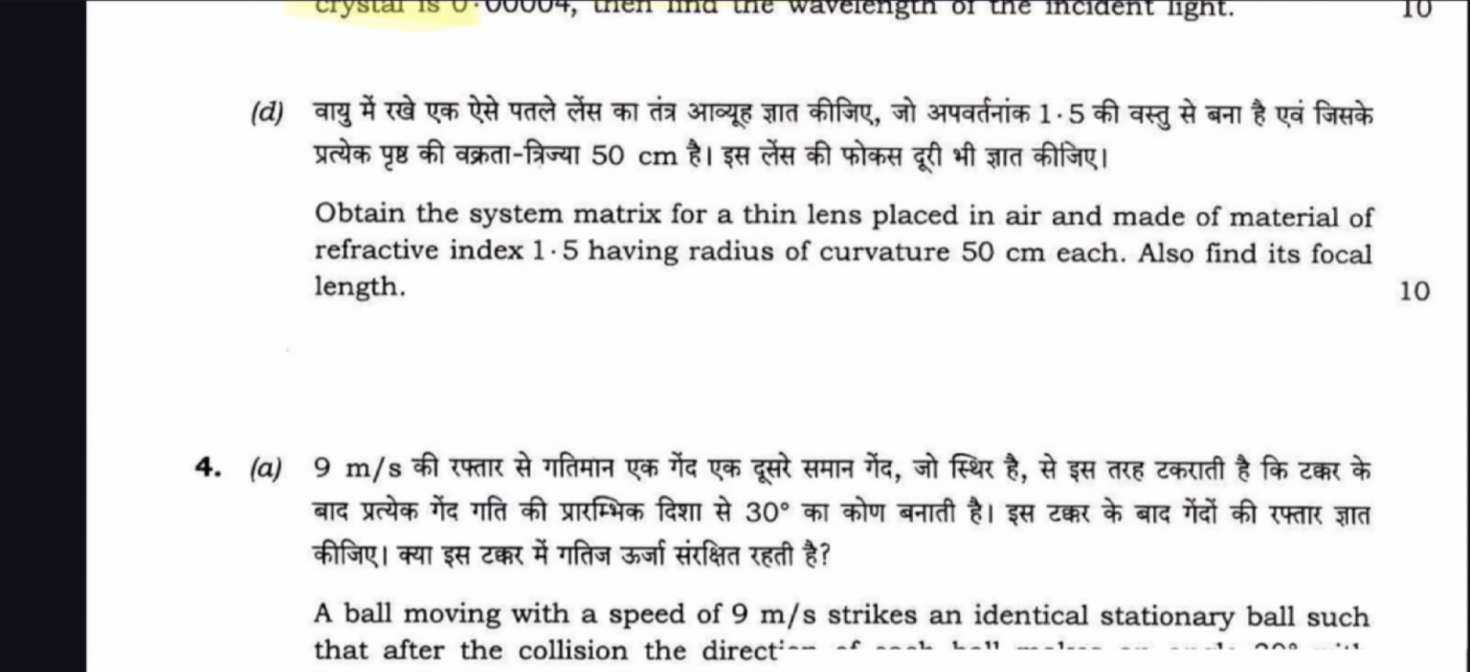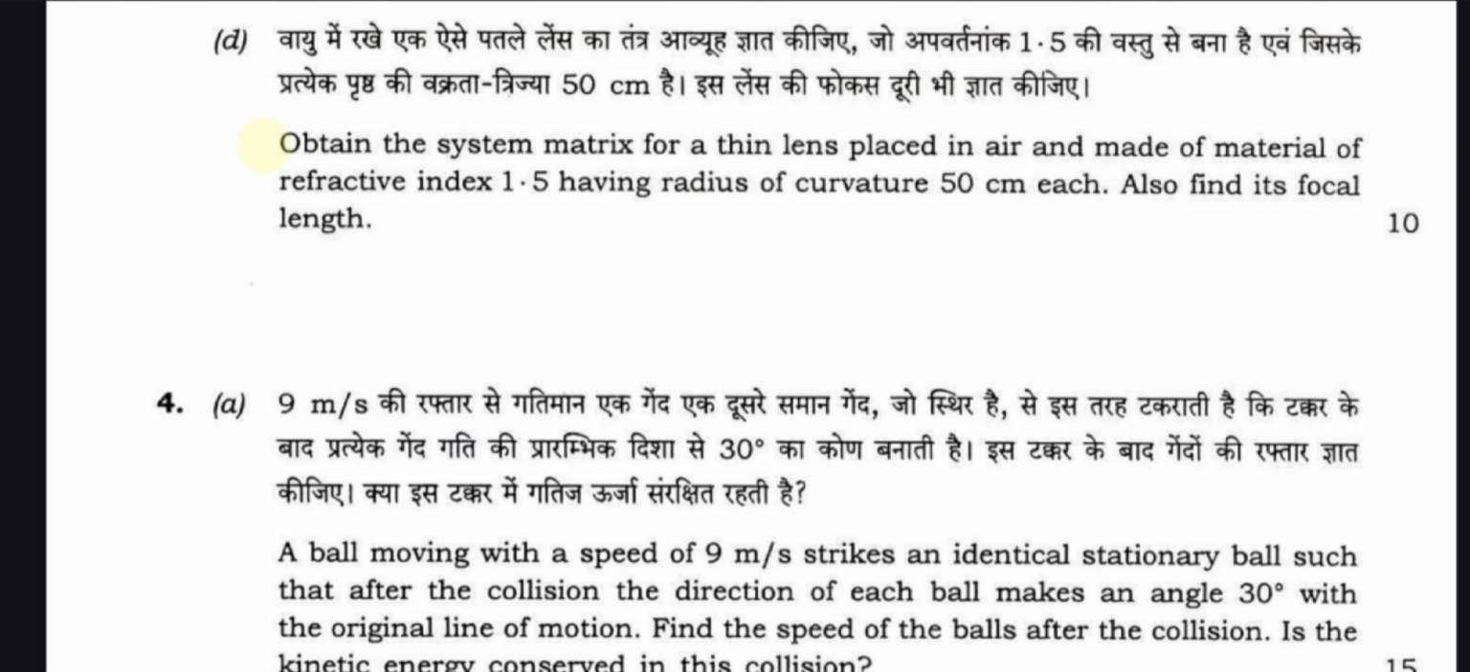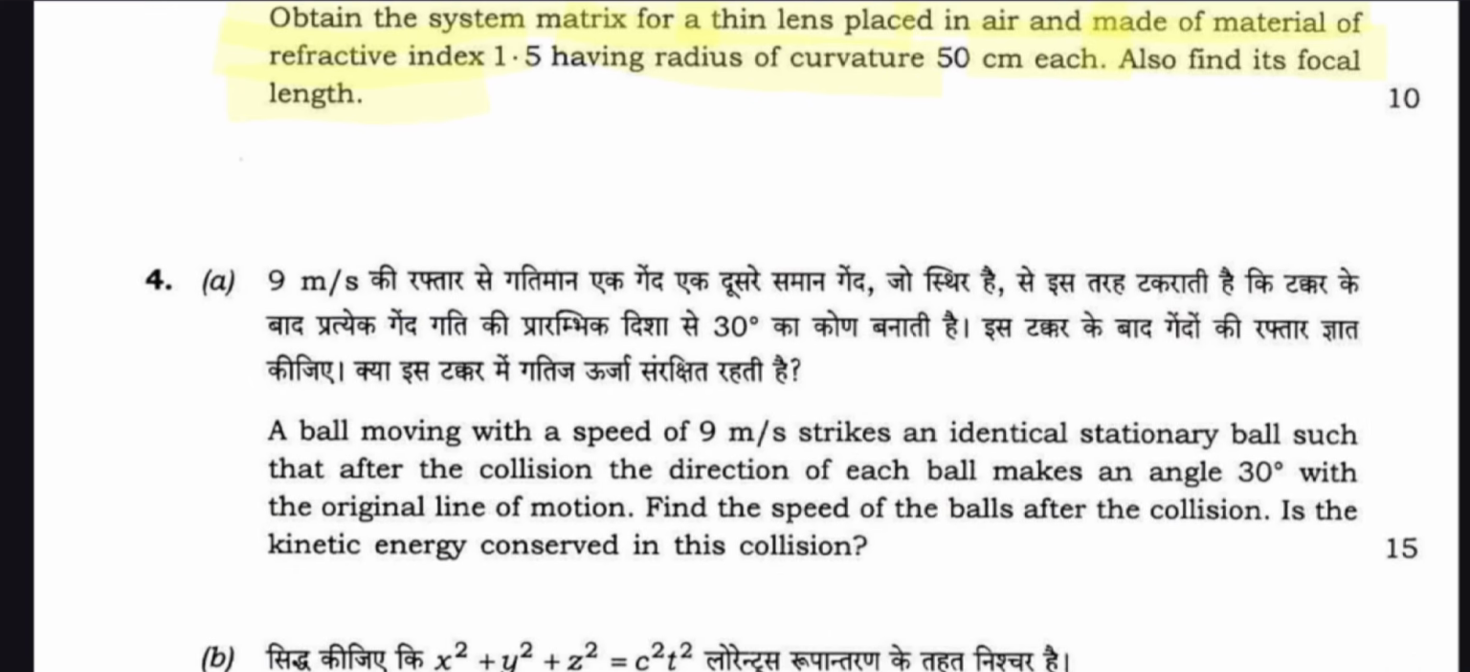Question number D is here. Obtain the system matrix of a thin lens placed in air and made of a material of refractive index mu 1.5 having radius of curvature 50 cm each. Also find its focal length. So these are optics related questions.